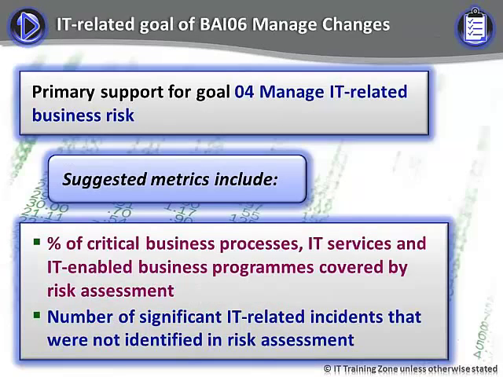The first IT-related goal of the Manage Changes process is 04, Manage IT-related business risk. 4 example metrics are given for this goal. 2 of them are: percentage of critical business processes, IT services, and IT-enabled business programs covered by risk assessment; and number of significant IT-related incidents that were not identified in risk assessment.